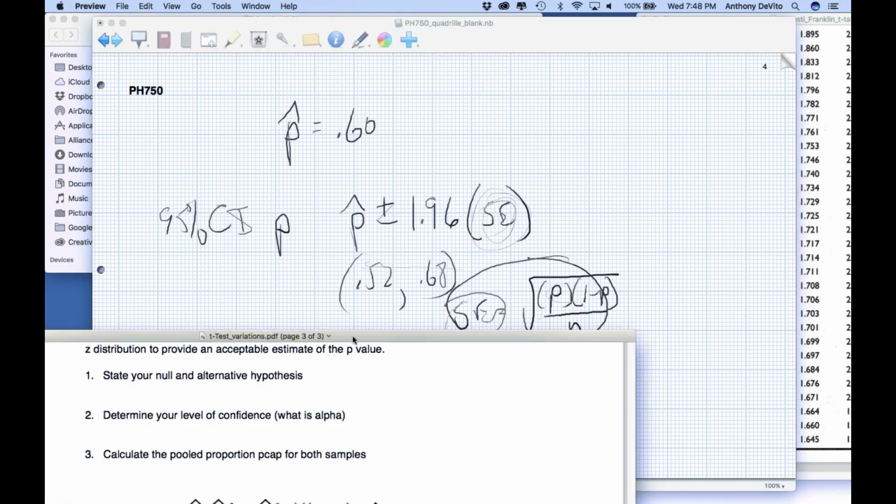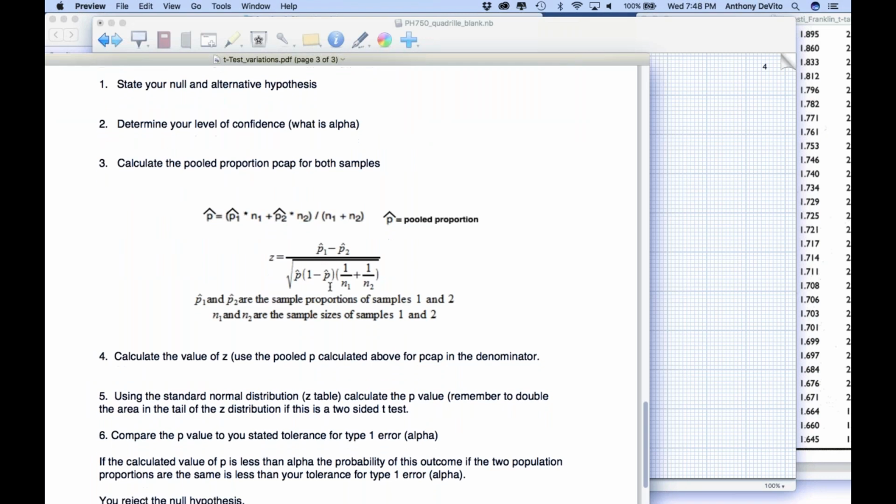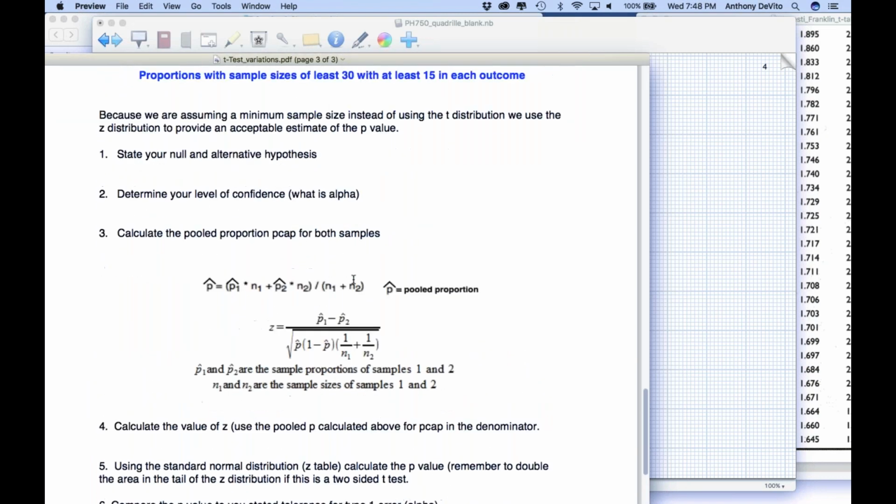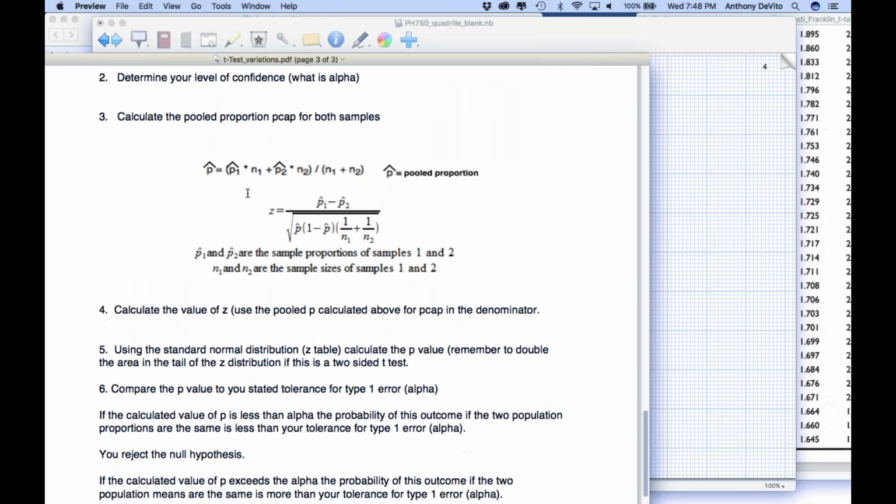Let me go back to the table. The way we're going to do that, we're going to calculate a pooled P cap for both samples. And how are we going to calculate that? The pooled P cap is going to be equal to P cap 1, 15%, times N1, which is the sample size 100, plus P cap 2, 20%, times the sample size of 100, divided by the total sample size of both of them, which is 200. And that's going to give me a pooled proportion. It's kind of a weighted average again, right?